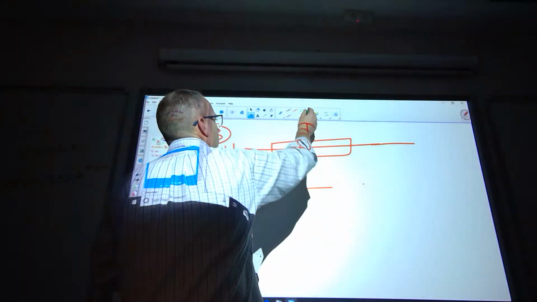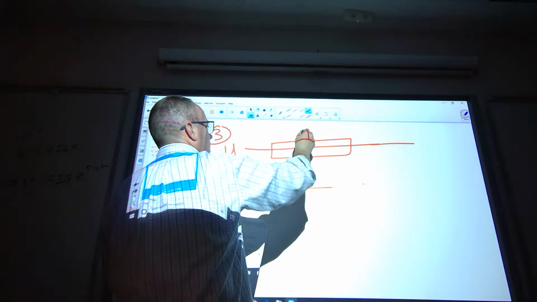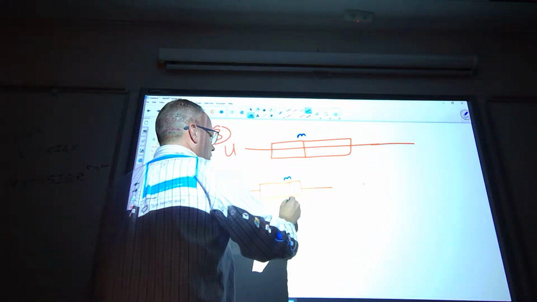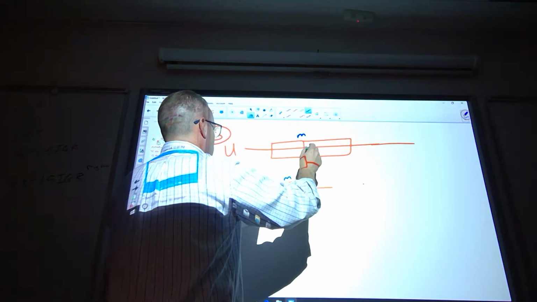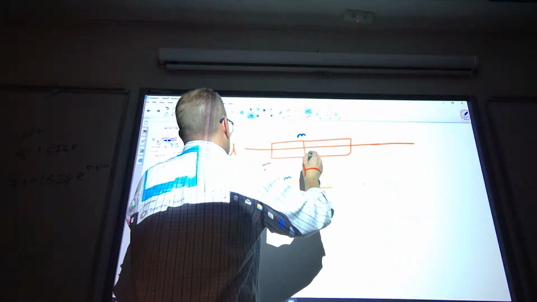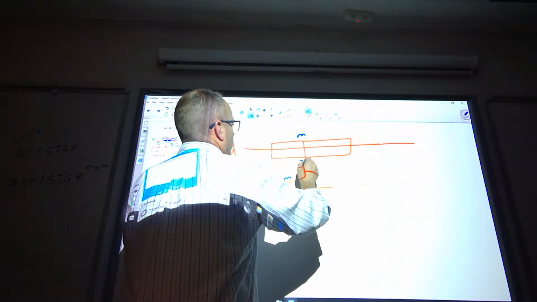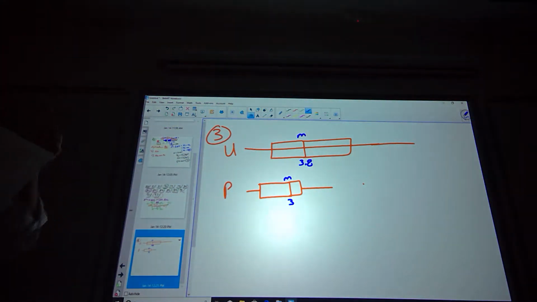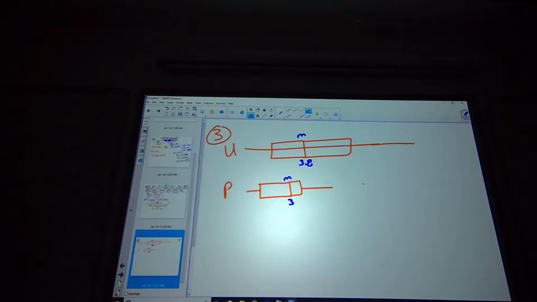Okay? So this is my median here. This is my median here. So my median down here is a 3. My median up here is like a 3.9, 3.8. Do you feel comfortable with how I just got those numbers? Anyone stuck on how I got those numbers?